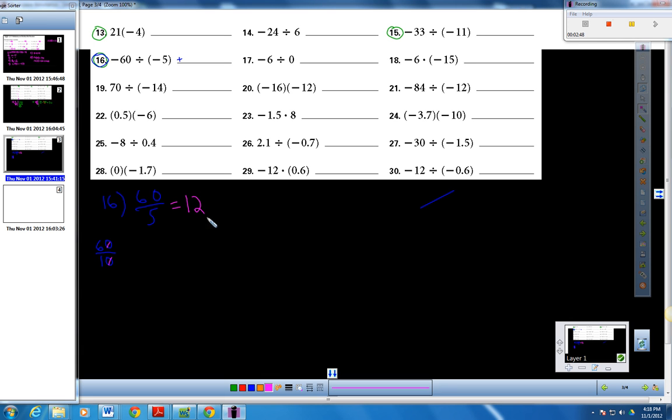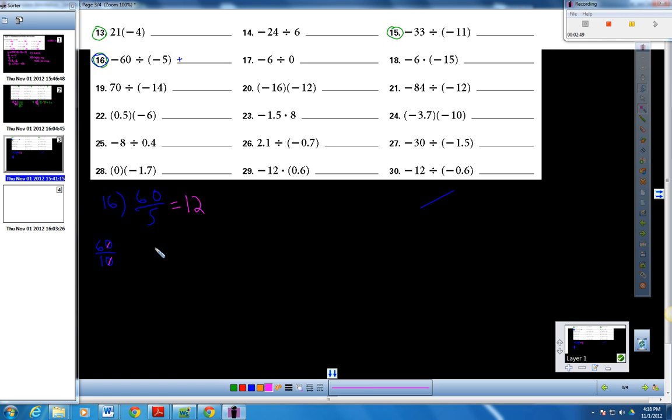If you're struggling with that, you might just know that 12 times 5 is 60. You might have said, what multiplied by 5 is 60? Well, 10 times 5 is 50, so 12 times 5 is 60. If you're still struggling with that, you can use that chunking method to break up 60 into an easier product.